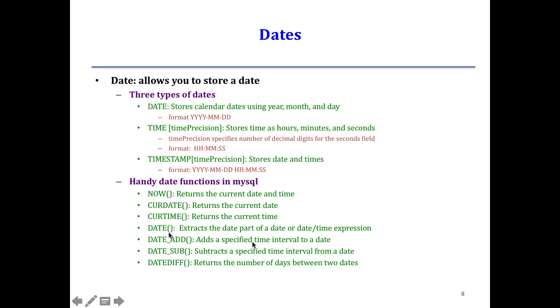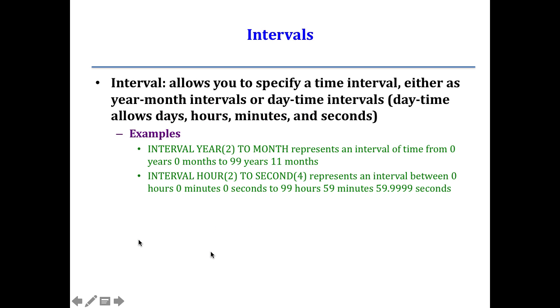So this is what the person was talking about earlier. They referred to intervals of time. So date diff would be the number of days between two dates. Date add will add an interval to a date. Date subtract will subtract an interval from a date. Okay, and intervals can be some kind of time interval.